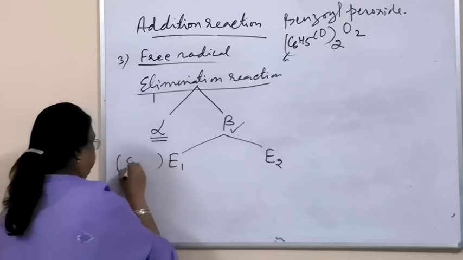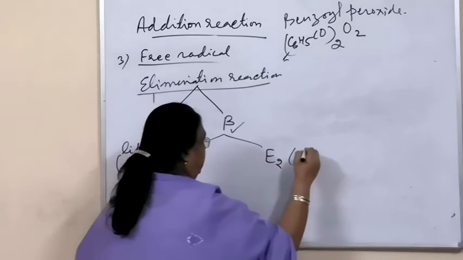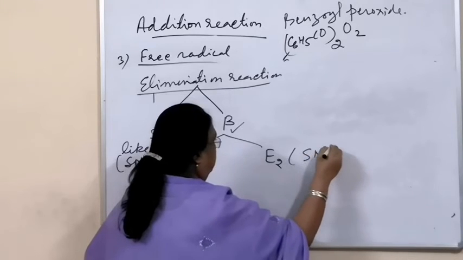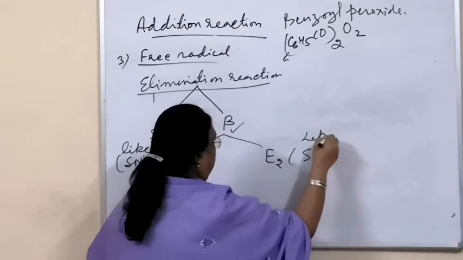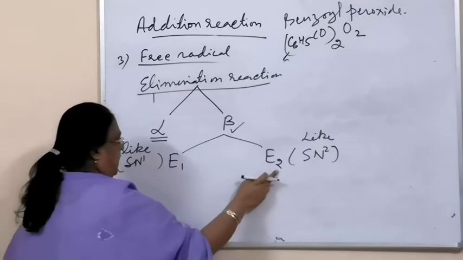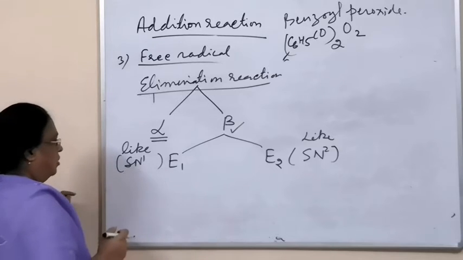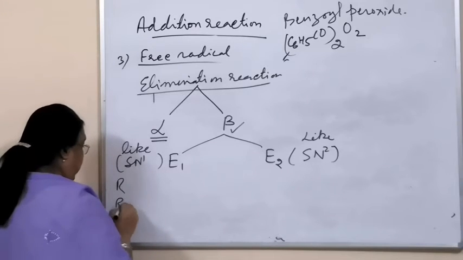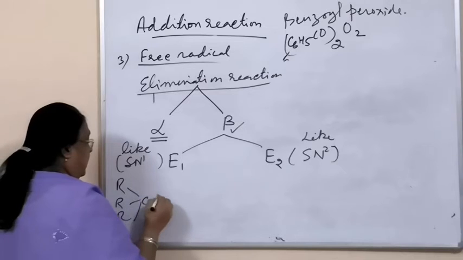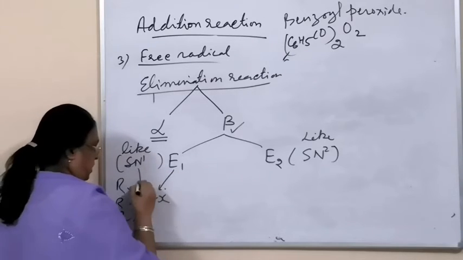Like SN1 and like SN2, which we have done earlier. Unimolecular elimination reaction, bimolecular elimination reaction. So E1 is like SN1. SN1 reaction is shown by tertiary alkyl halide, this I have taught to you. So E1 is also shown by tertiary alkyl halide.